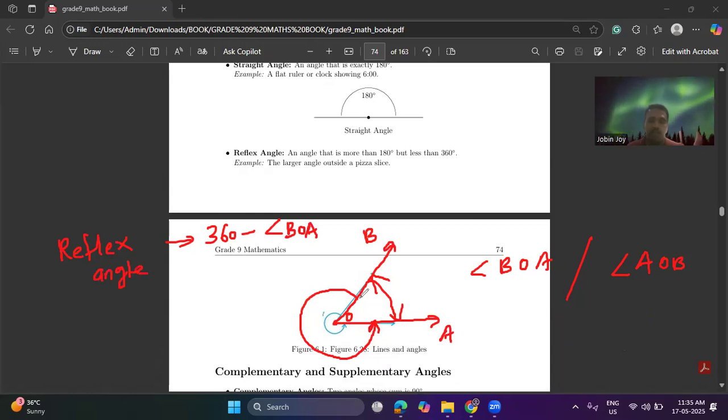The total angle is 360 degrees. So 360 minus BOA or AOB is called a reflex angle.